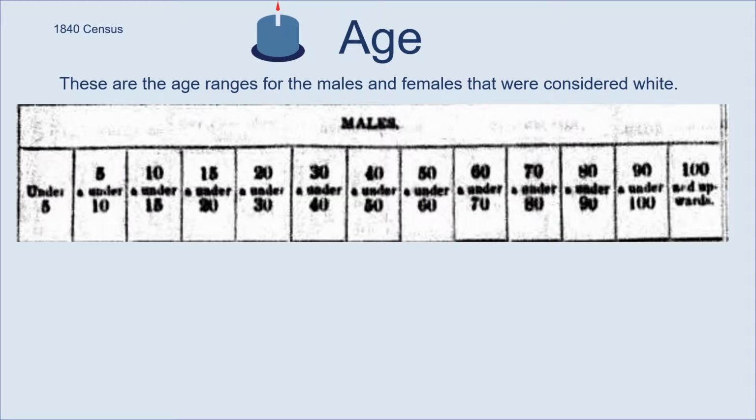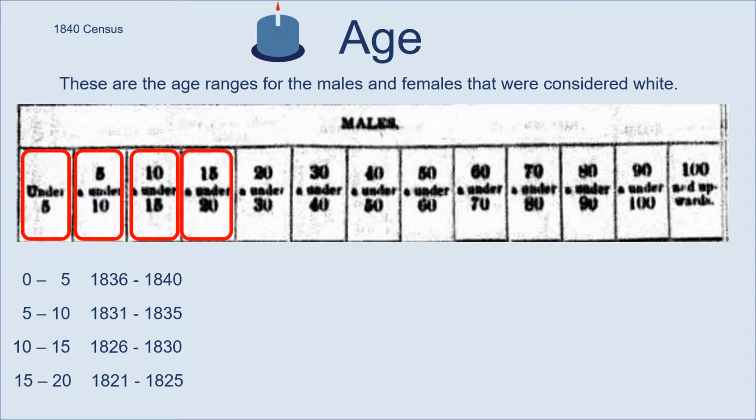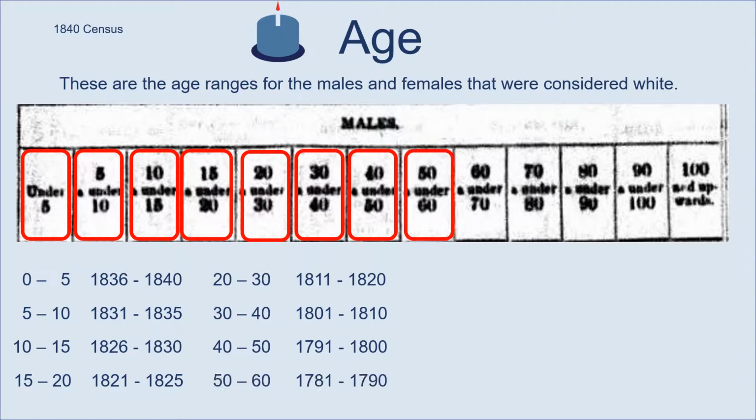Age. These are the age ranges for the males and females that were considered white. 0 to 5, born 1836 to 1840. 5 to 10, born 1831 to 1835. 10 to 15, born 1826 to 1830. 15 to 20, born 1821 to 1825. 20 to 30, born 1811 to 1820. 30 to 40, born 1801 to 1810. 40 to 50, born 1791 to 1800.